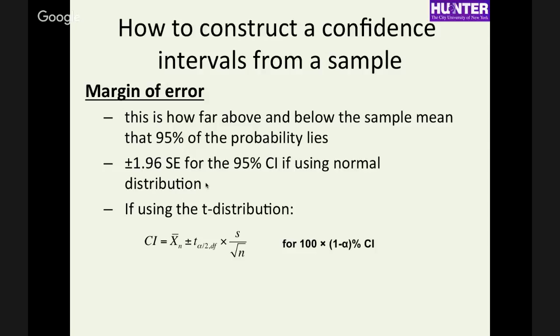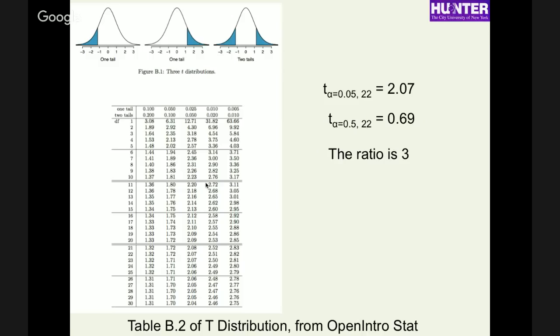t distribution. So it's the mean plus or minus the critical value of the t statistic times the standard error, which is the standard deviation over square root of n. I use the t distribution, not the normal distribution here, because I estimated the standard deviation from this sample. And then I could have used this table here to look up the values.